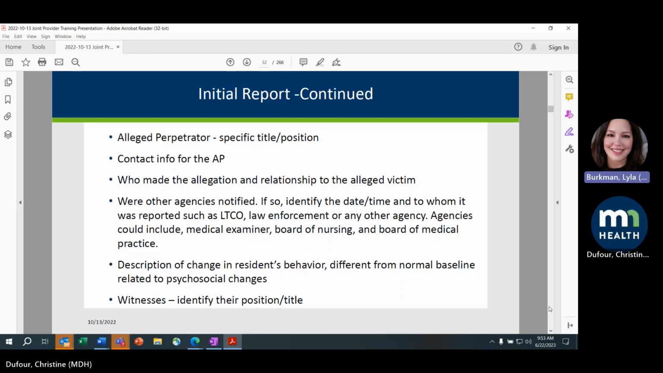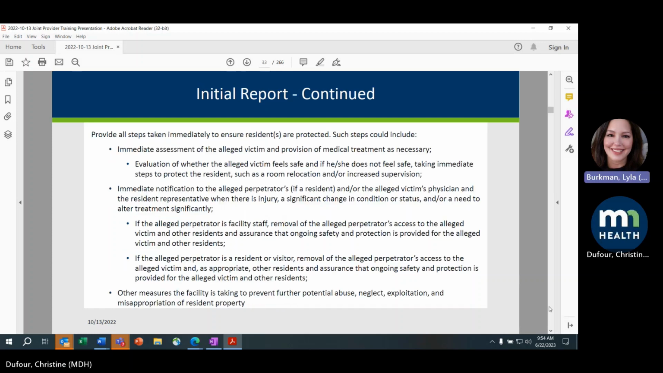The report must also include all steps taken immediately to ensure the resident and/or residents are protected. Such steps could include the immediate assessment of the alleged victim and provision of medical treatment as necessary. Evaluation of whether the alleged victim feels safe, and if he or she does not feel safe, what immediate steps were taken to protect the resident, such as a room relocation and/or increased supervision.